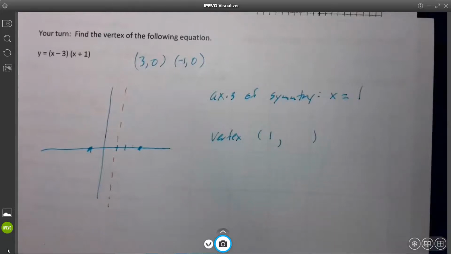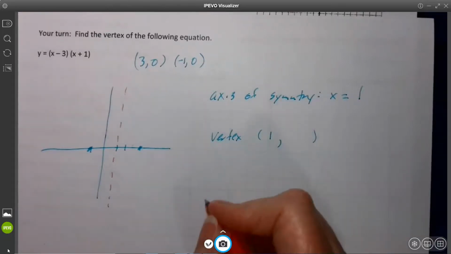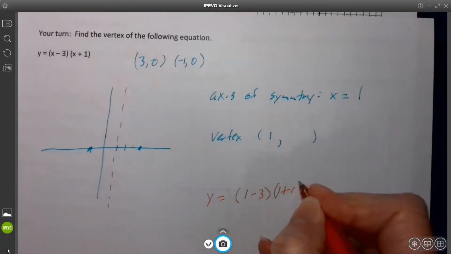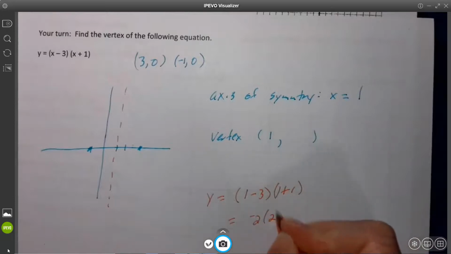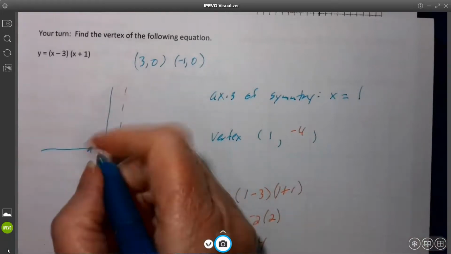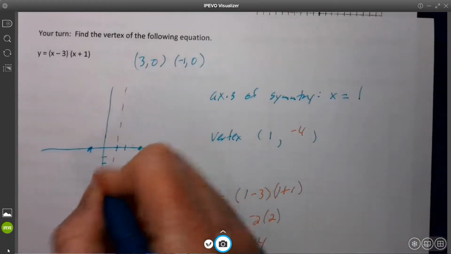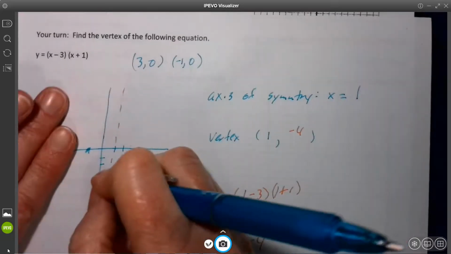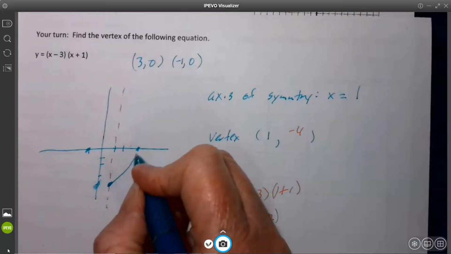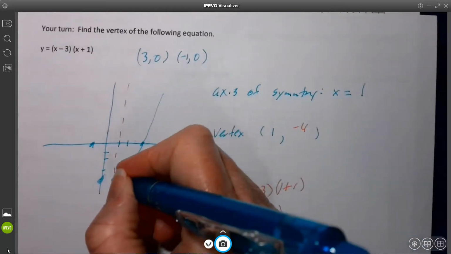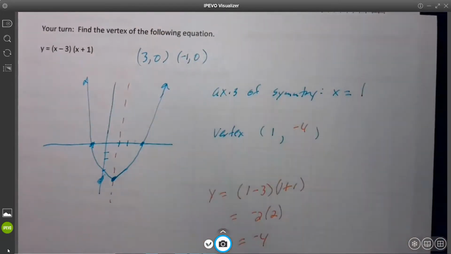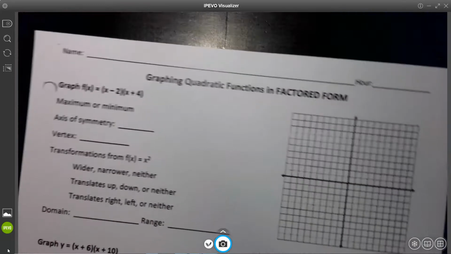Now, in order to find the y-coordinate of the vertex, you've already plugged it in probably. Y is equal to 1 minus 3, 1 plus 1. So I get negative 2 times 2. I get negative 4. So negative 4, 1, 2, 3, 4. I have to put that here on my axis of symmetry. And here's my graph. Okay, but there's my vertex. Good. Let's look at the homework.